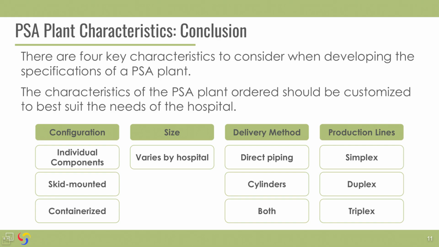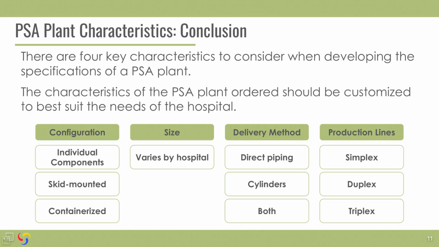In conclusion, there are 4 key characteristics to consider when developing the specifications of a PSA plant. The characteristics of the PSA plant ordered should be customized to best suit the needs of the hospital. Consider the configuration. Should it be individual components, skid-mounted, or containerized? Consider the size. What the size of the PSA plant should be depends on the hospital.